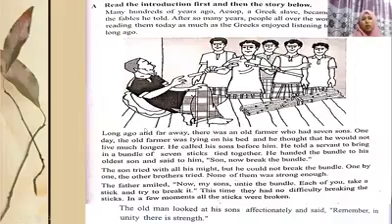So here is the story. Long ago and far away, there was an old farmer. You see, a picture is here. An old farmer is here, and some young people. So who are they? They are the sons of this man. Okay. So who had 7 sons? The old farmer had 7 sons.